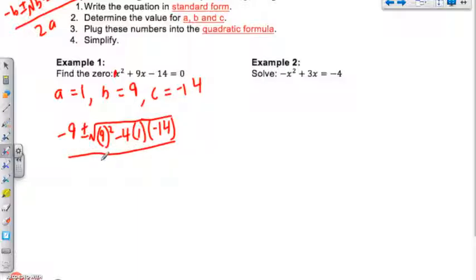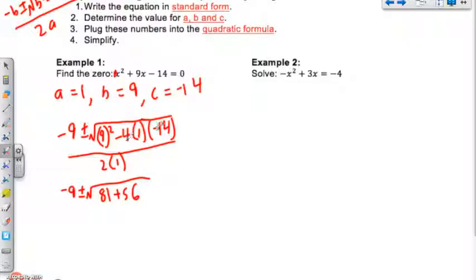All over 2a, which a was 1. So now we want to go ahead and simplify. I'm going to have a negative 9 still, plus or minus the square root. 9 squared is 81. And if we type negative 4 times 1 times negative 14 into our calculator, we're going to get a plus 56.